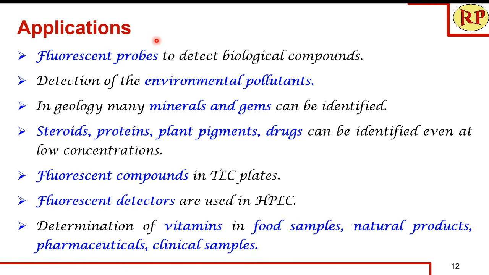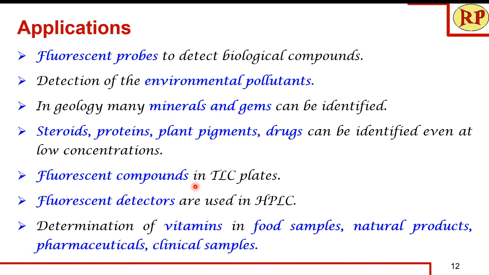And if you look at the applications, fluorescent probes, that is, we can use in sensors to detect biological compounds, food samples, natural products, pharmaceutical samples, clinical samples. We can use for studying steroids, proteins, plant pigments, drugs, etc. Even minerals and gems which are fluorescent in nature, we can identify. And pollutants present in the environment, again we can use fluorescent sensors.